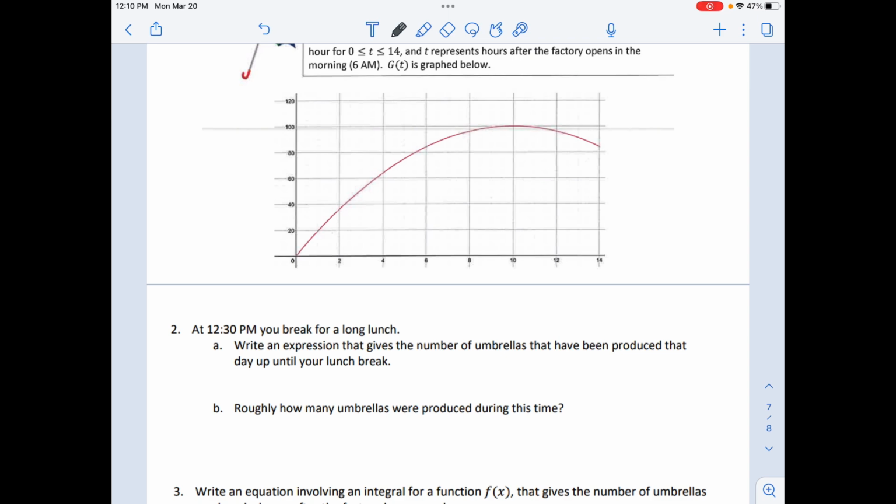So it's almost the exact same as last time. It starts at 0. And then 12:30 is 6.5 hours after 6 a.m. Then we're still working with g of t, d of t. So this is the expression that represents the exact area. And then now we're actually going to find that.